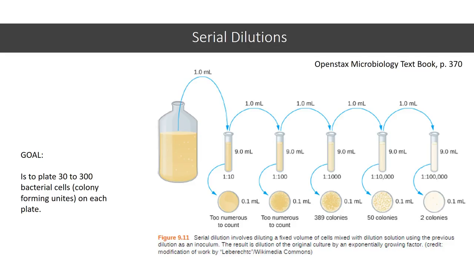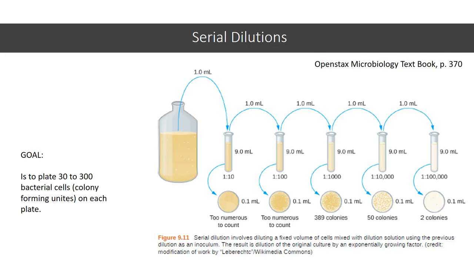Okay, so in this slide, I'm showing you an original sample shown in this bottle, and we're going to remove 1 ml of this original bacterial culture and add it to a tube that has 9 ml of sterile liquid. In effect, what we're doing is diluting the original sample 10 times. We're adding 1 ml of bacterial sample to 9 ml of sterile solution. So we've diluted this sample 10 times. We can represent this as a 1 to 10 dilution.